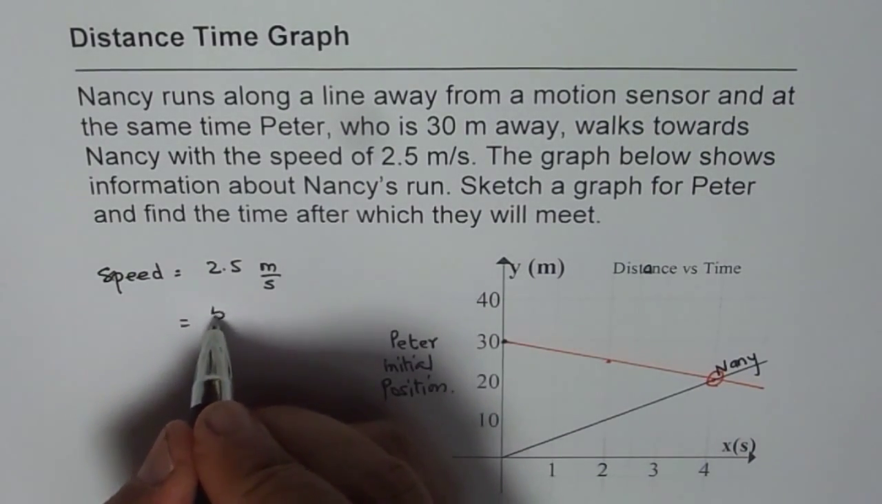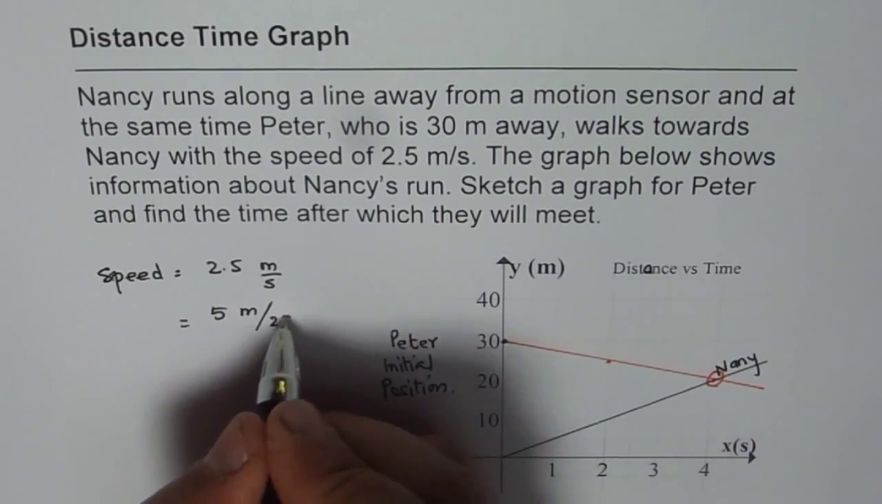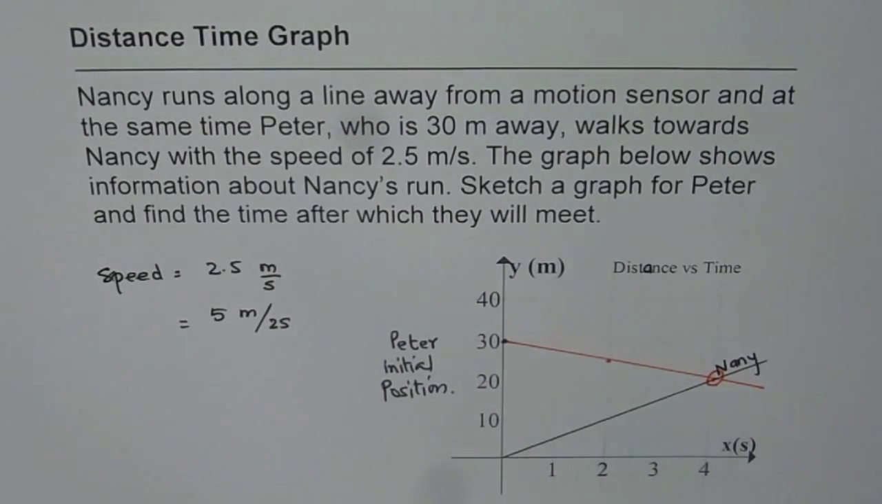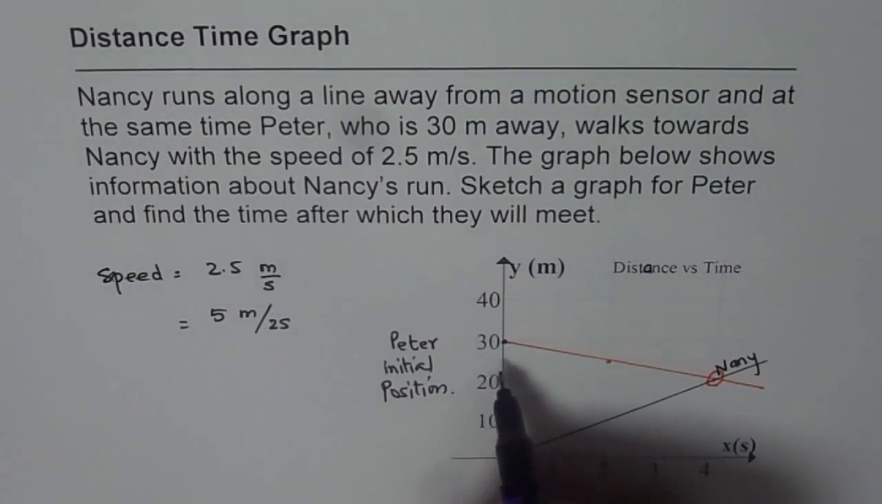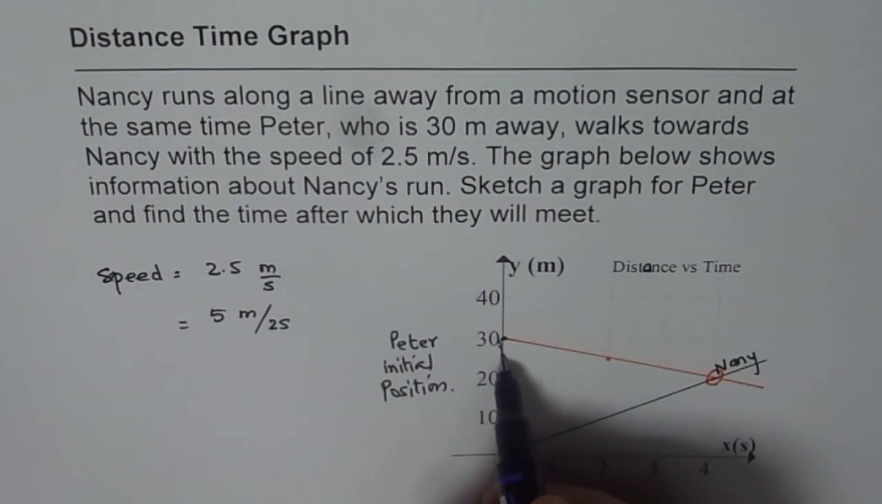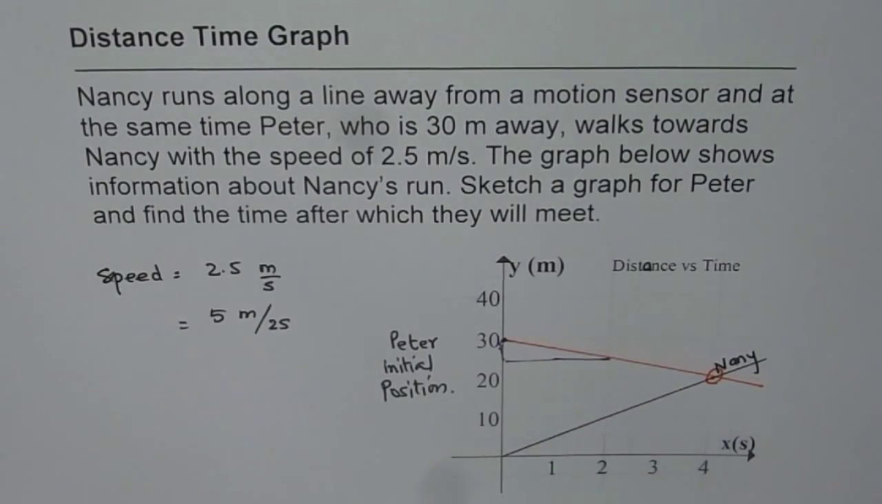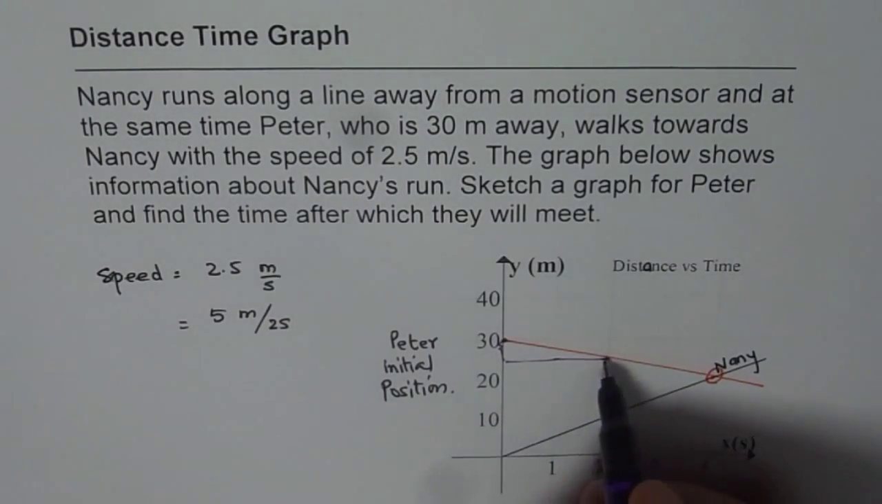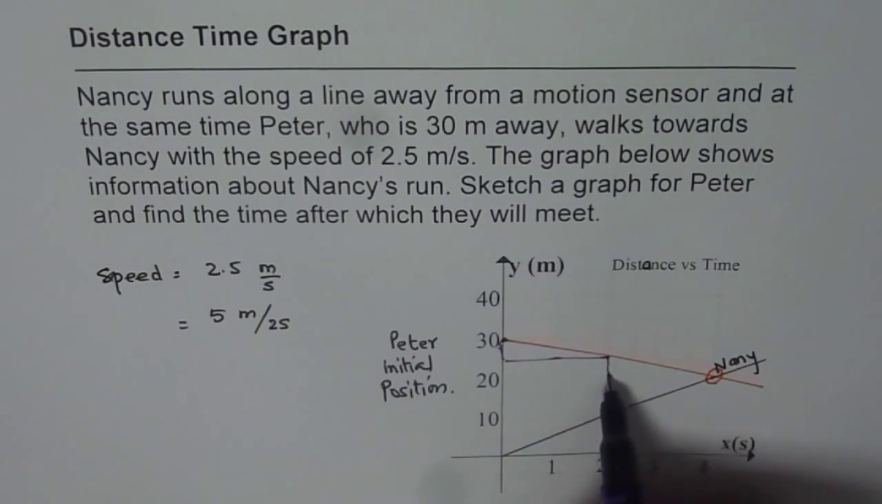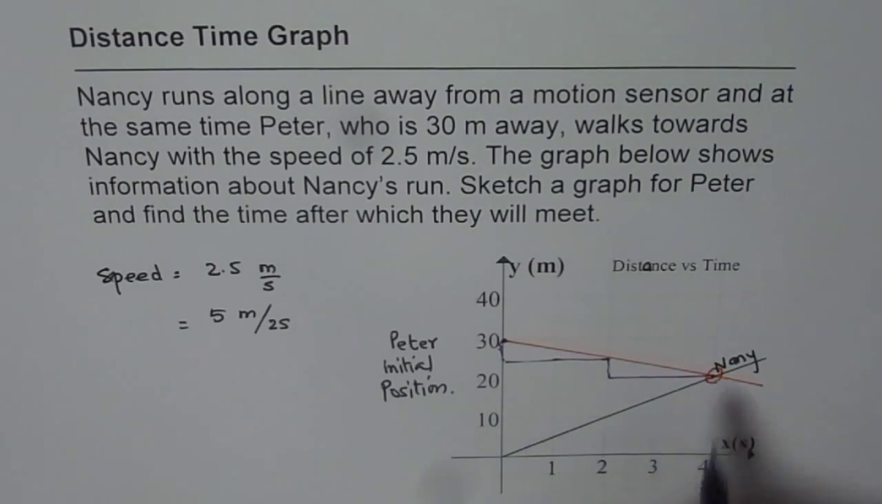For simplicity, what we did was we multiplied by 2. So we said 5 meters in 2 seconds. Is it okay? 5 meters in 2 seconds. So it was easy for us to graph. So this is 1 unit of 5, and that is 1 second and 2 seconds. So we get 5 meters in 2 seconds, another 5 meters in the next 2 seconds, right? And that's how you get the point of intersection, right?